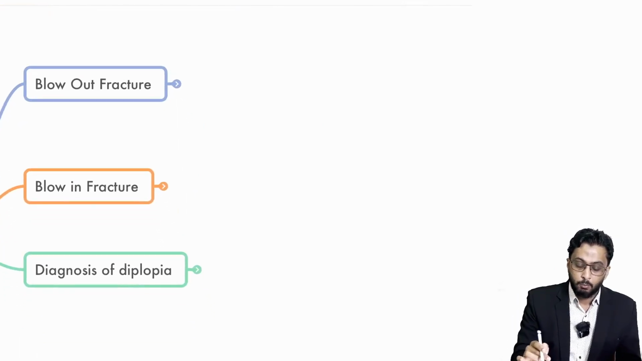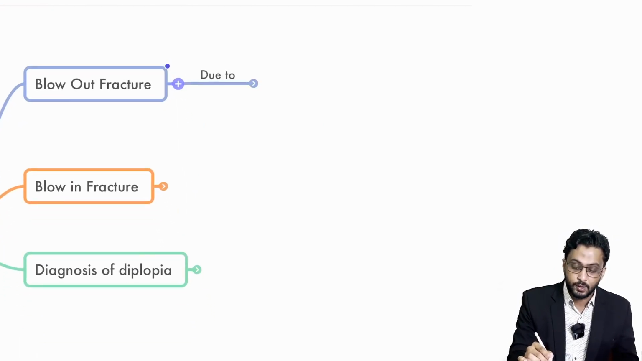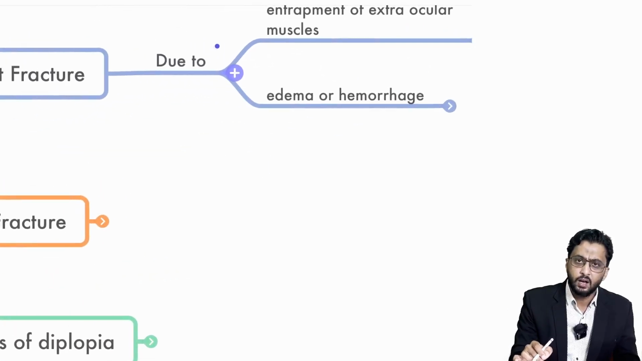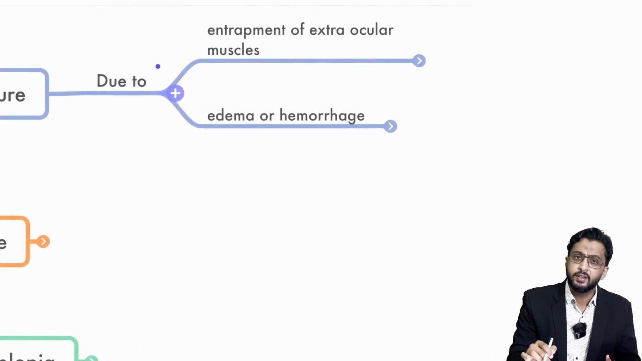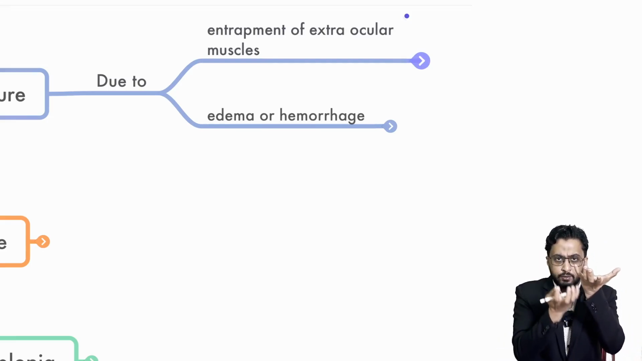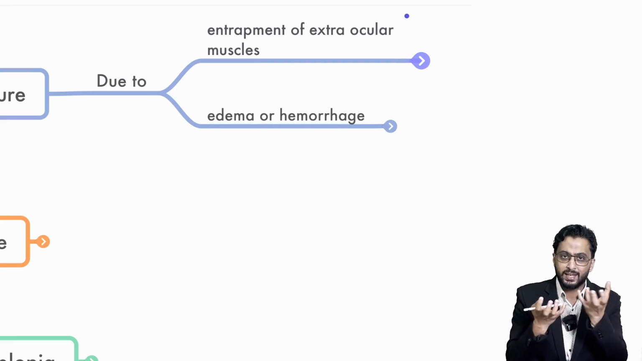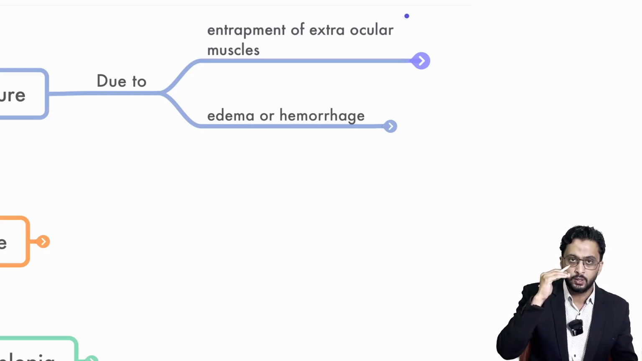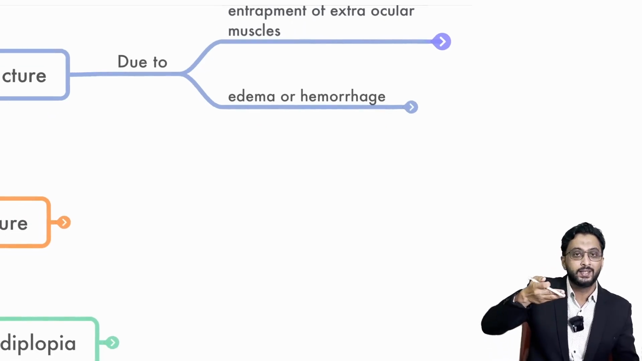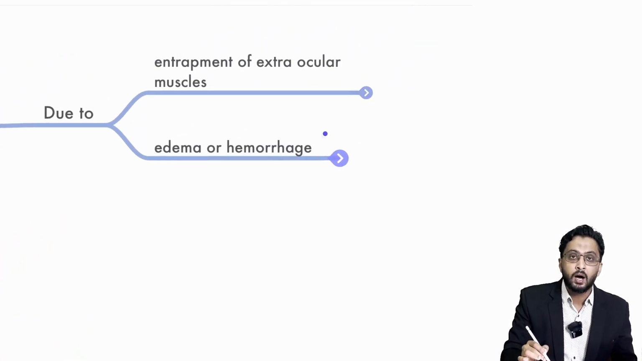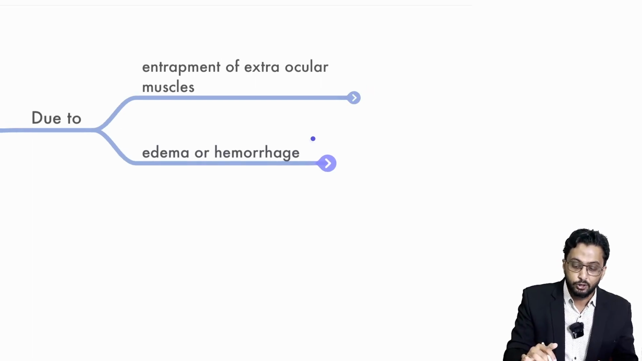Now blowout fracture, what are the causes? Definitely, one is entrapment of extraocular muscle. We saw in blowout, the content of the orbit is going into the sinus, so that can itself cause an entrapment of the muscles in between the sinus walls, I would say the floor of the orbit. Whereas in blow-in, it is buckling backwards, so that is going to cause another problem. And second is edema or hemorrhage. Definitely, it's a fracture, there's going to be inflammation, edema, and hemorrhage.